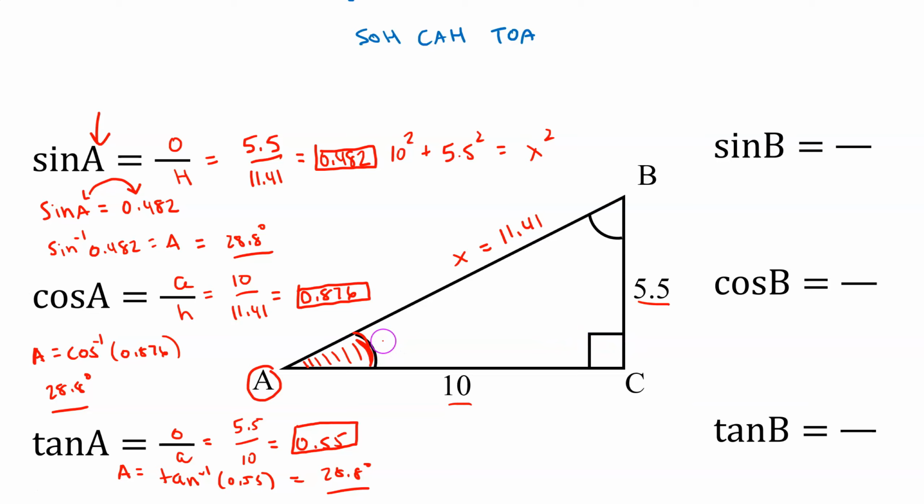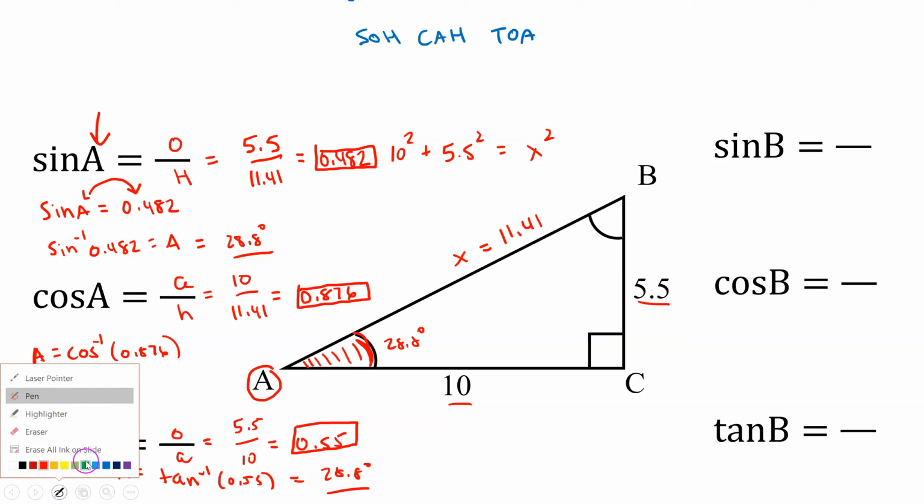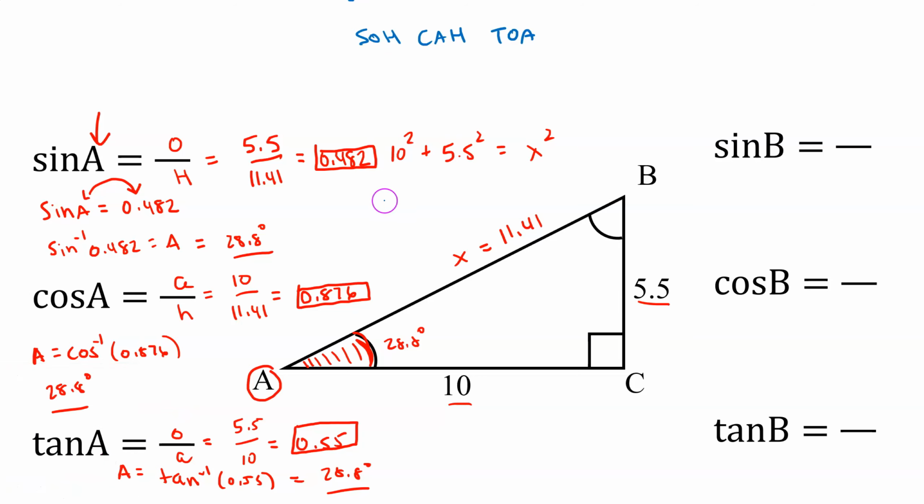Okay, so we know that this angle is 28.8 degrees. We know that this angle is 90. We know all three of these angles have to add up to 180. So that must mean that angle B, let me switch my color, it's got to be 61.2 degrees. But let's go through this process just to be sure. So sine is opposite over hypotenuse.